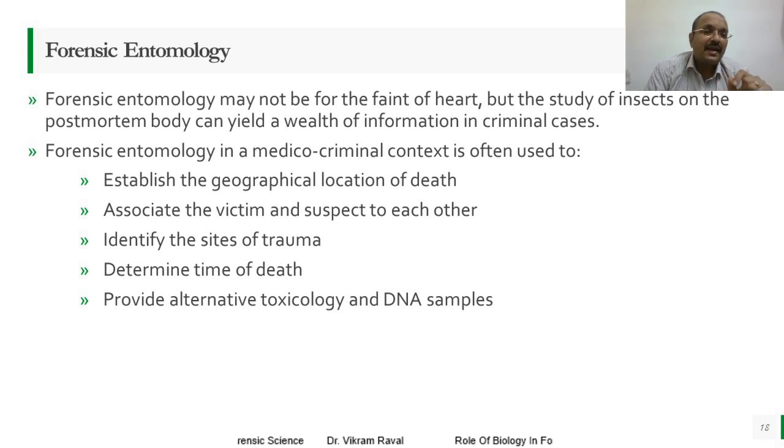Next is determining the time of death. In forensic study, this is the main thing that is done. It is called time of death or rigor mortis, wherein we judge, if a dead body is present, how much time before the actual death has occurred. And lastly, it is also useful for providing an alternative to toxicology as well as DNA analysis.